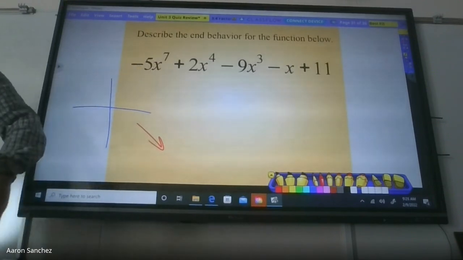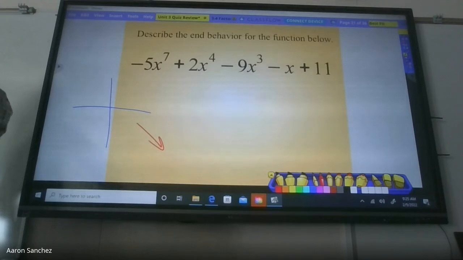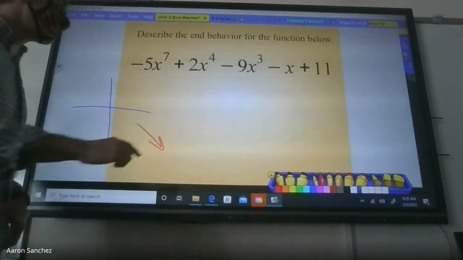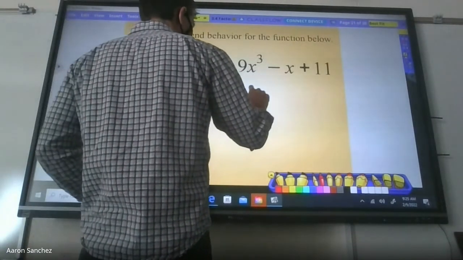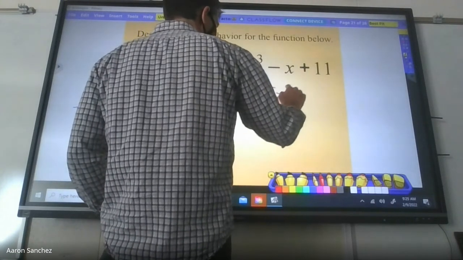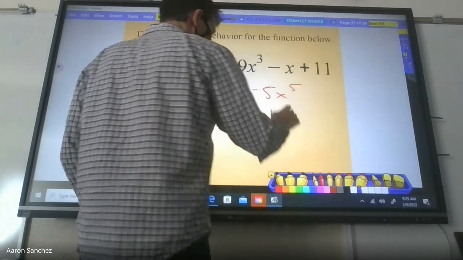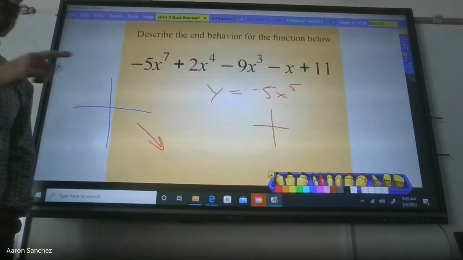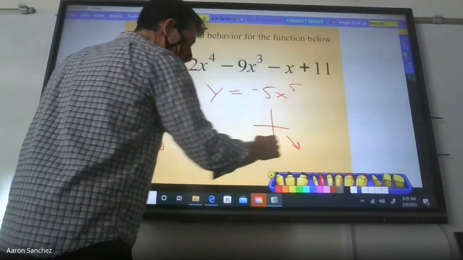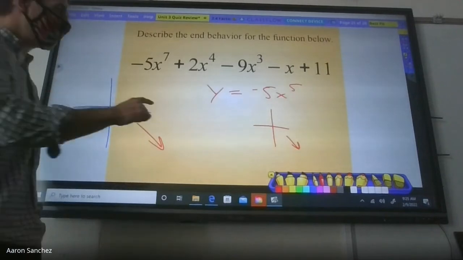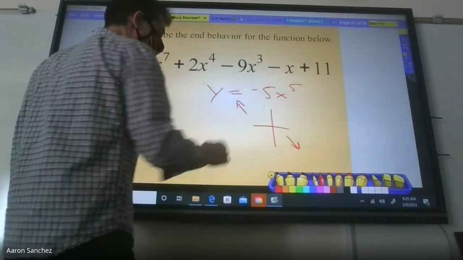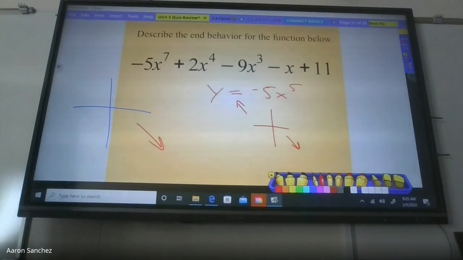If the biggest exponent is odd, then it's going to be the opposite. If the biggest exponent is even, then it's going to be the same. So if I say y equals negative 5x to the fifth, odd, so this is negative, so I know it's going down. Since it's odd, this is going to be the opposite. It's going to be up.